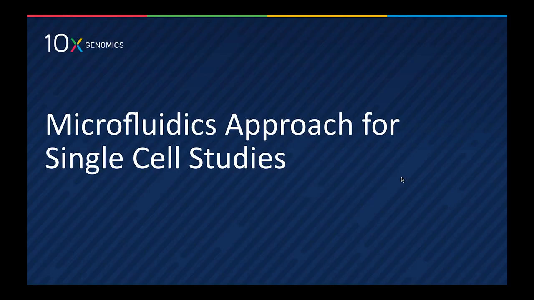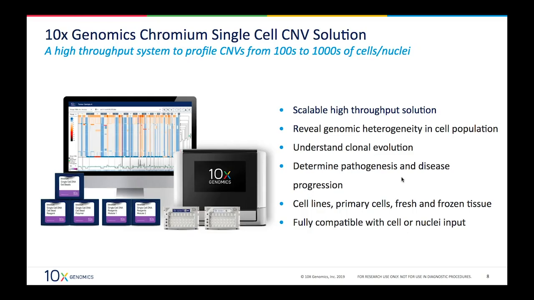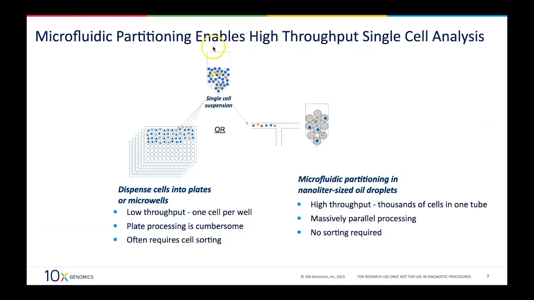Suppose you start with a population of cells that is in your tube here. Some ways to study single cells would be to isolate them in specific wells or microwells.